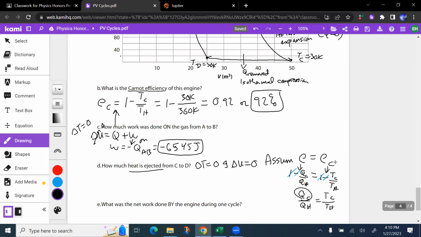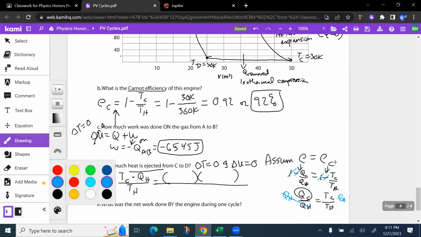So we would multiply both sides by QH. So QC is going to be TC times QH. Okay, you understand what I'm doing here? I'm multiplying both sides by QH, like that. So we go TC times QH divided by TH. Let's go ahead and plug into that. TC, the colder temperature, would be 30 Kelvin. The higher temperature would be 360 Kelvin.